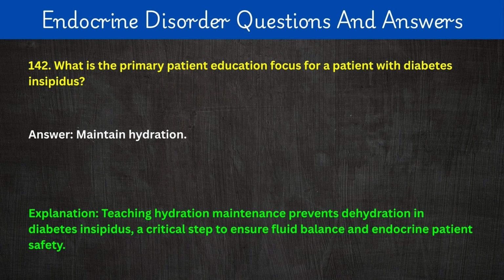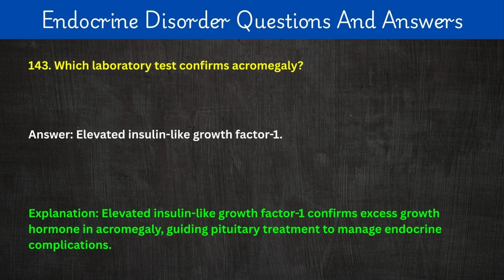142. What is the primary patient education focus for a patient with diabetes insipidus? Answer: maintain hydration. Explanation: teaching hydration maintenance prevents dehydration in diabetes insipidus, a critical step to ensure fluid balance and endocrine patient safety.